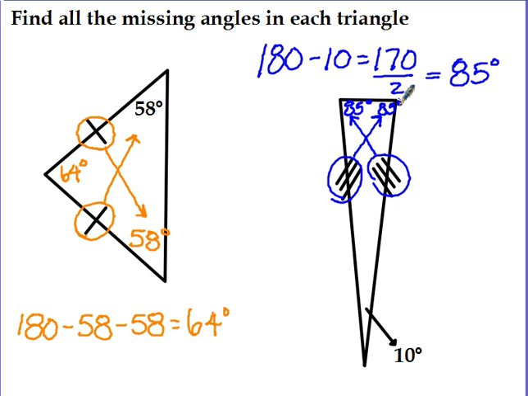Okay, so if they give you a base angle, the other base angle is equal, and we just subtract from 180. If they give you the vertex angle, then you have to subtract from 180 first, and then divide by 2 to get your two base angles.